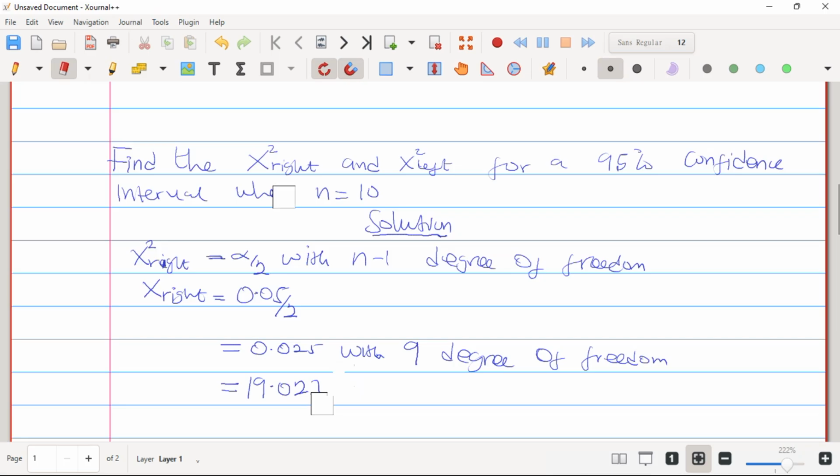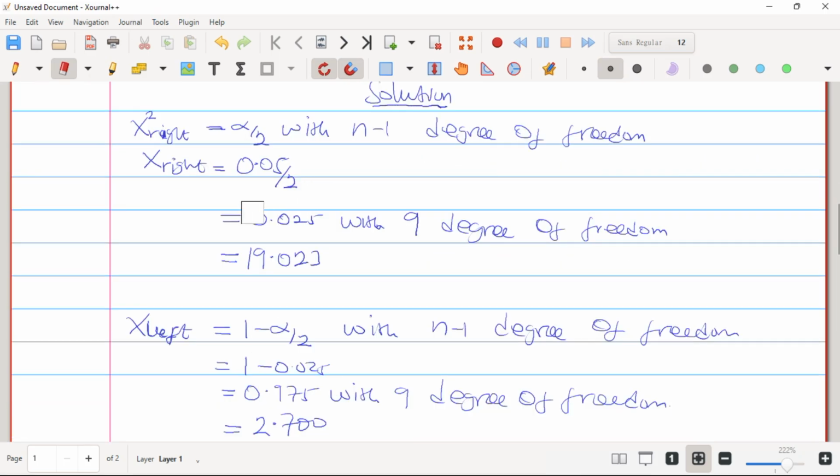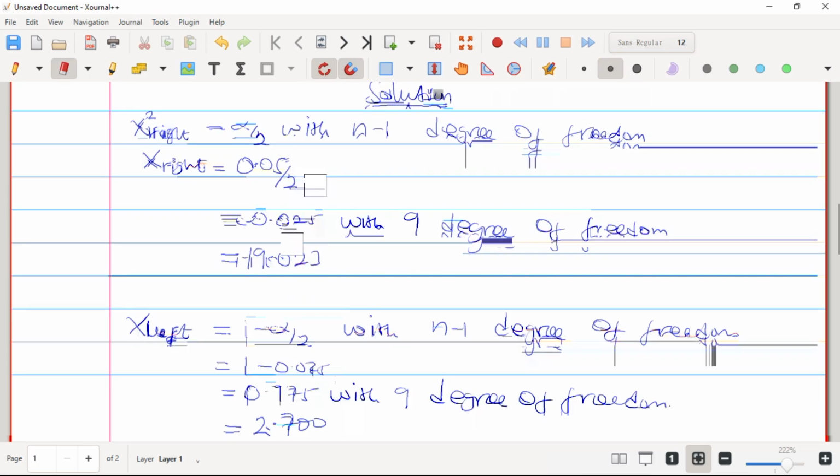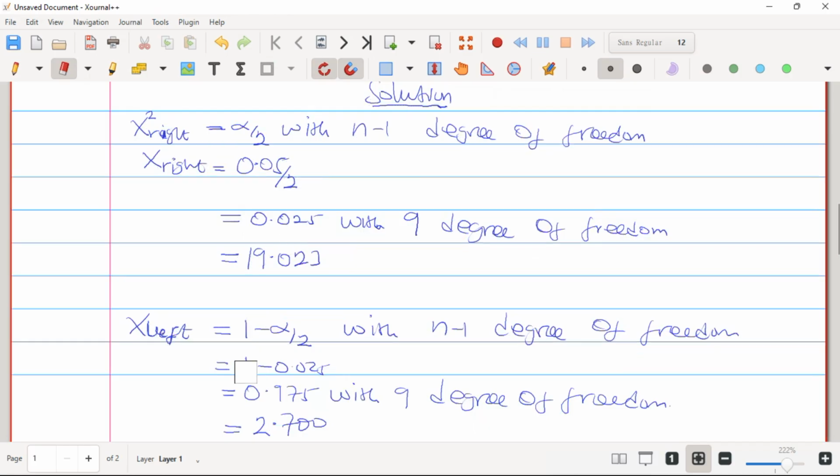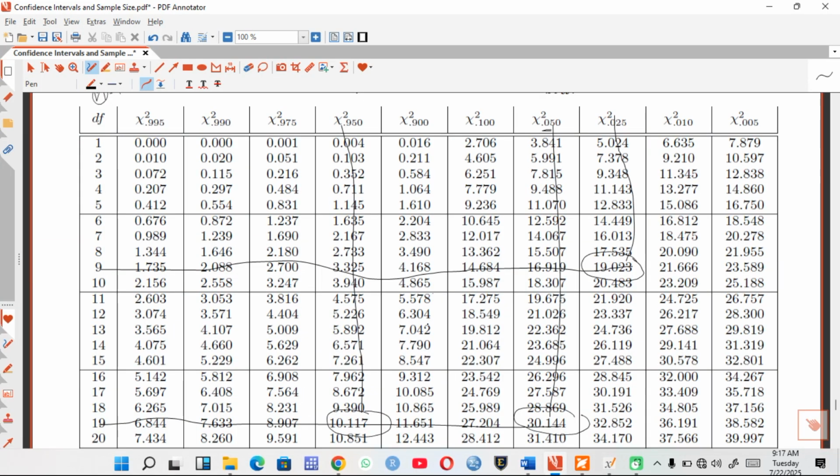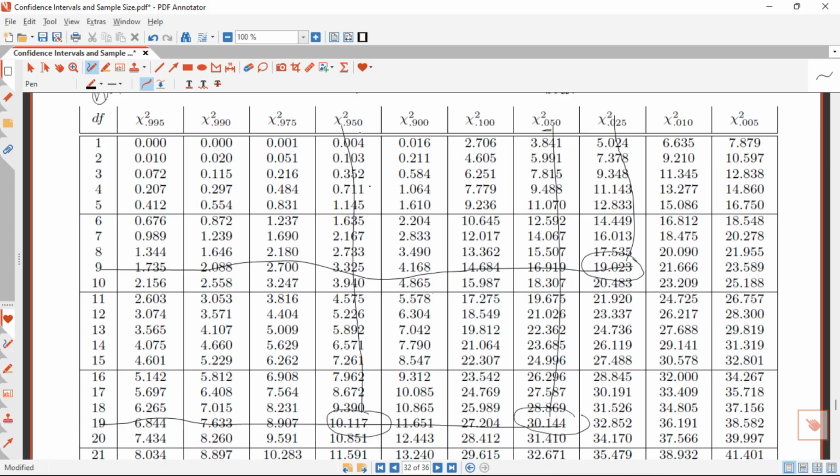What about to the left? To the left, you are just going to pick this one and subtract it from 1. So you are going to pick 0.025 and subtract it from 1, right? To get 0.975 with 9 degrees of freedom. Let's go to the table and see what we will get for that one too. So when we come to the table, we have 0.975 with a degrees of freedom of 9. We are getting 2.700, right? So this one will be our critical value too for that one.